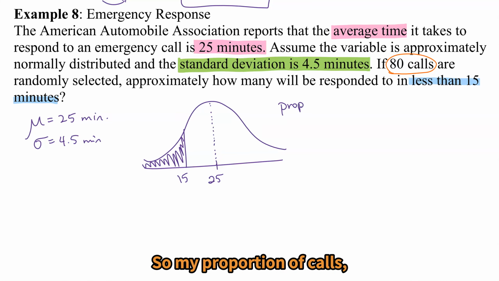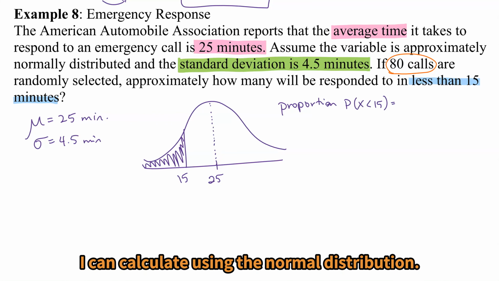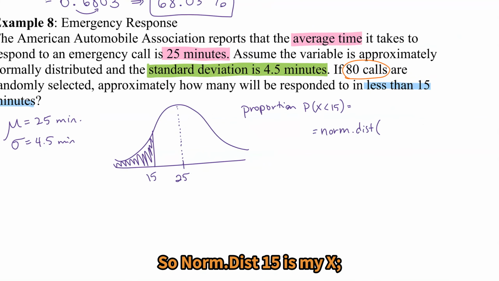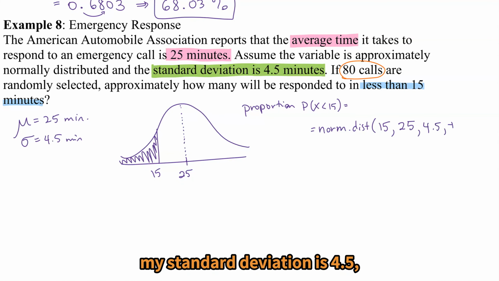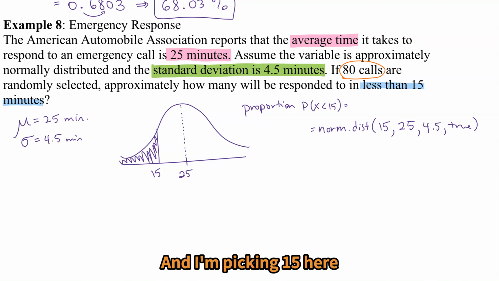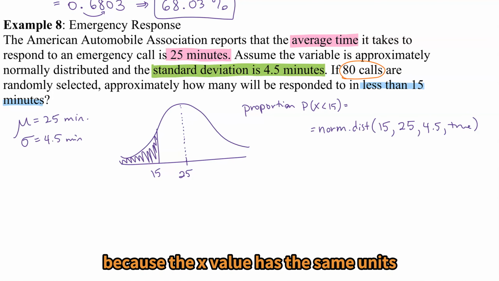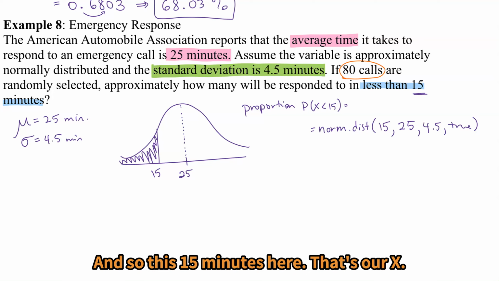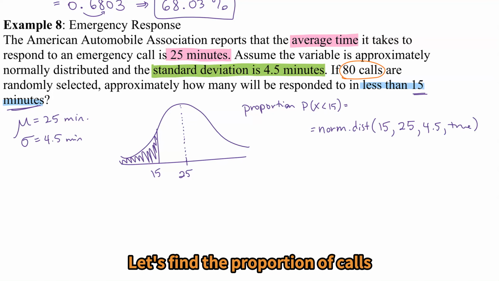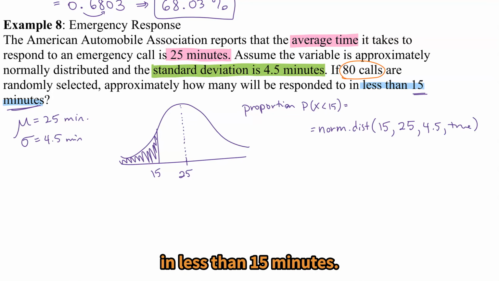So my proportion of calls, I can calculate using the normal distribution. So norm.dist, 15 is my x. My mean is 25, my standard deviation is 4.5, and we always use true. And I'm picking 15 here because the x value has the same units as our mean and our standard deviation. Our mean and our standard deviation have minutes, and so this 15 minutes here, that's our x. Let's find the proportion of calls that will be responded to in less than 15 minutes.